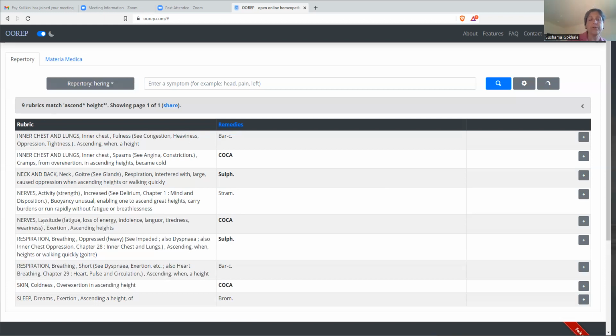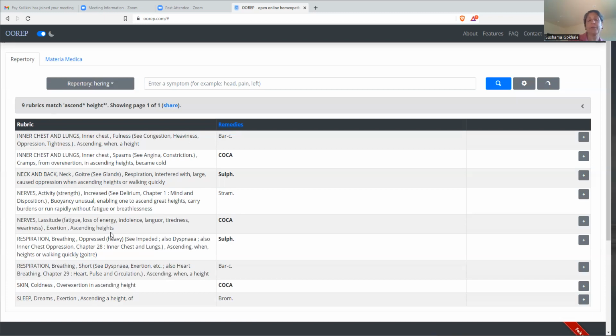And nerves, you feel really fatigued. That is a nervous fatigue, lassitude, languor, loss of energy, tiredness, weariness from exertion, and particularly ascending heights. This is coca. And guess what? Coca has the same symptoms that COVID had, and it has worked brilliantly in the COVID epidemic worldwide, especially in India.